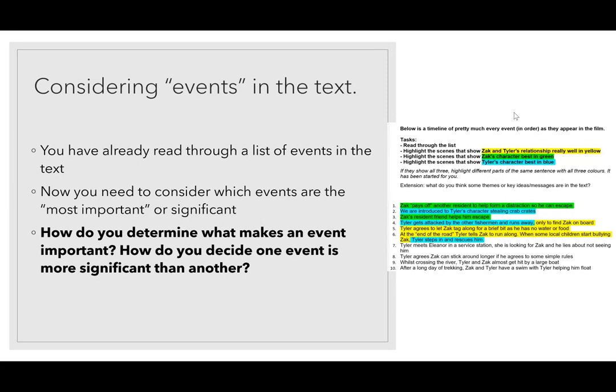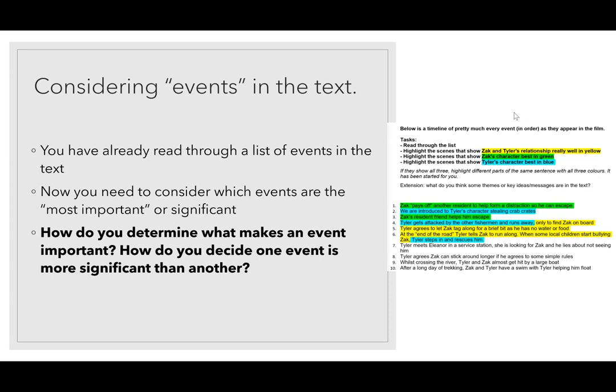Hopefully you've come back and you've done that. And I want you to think about how you decided which events were important or what makes them more important than another event. A common thing that we do when we think about events is we kind of think about the plot. And so we think, well, if Tyler didn't come back for Zach, then the whole story wouldn't have happened. Okay, and that's a pretty common way of thinking about things, and that's pretty common to do at primary, at intermediate, and even maybe a little bit when you're in year 9.